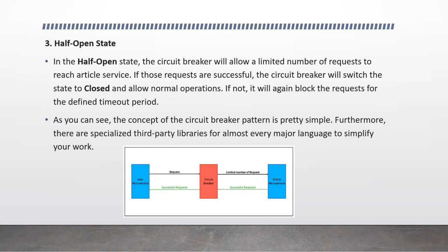So this statement you understand, right? It will try to allow some limited number of requests to the other microservice, service B, and if those requests are successful, then the circuit breaker will switch the state. Now the state will change to closed. If it is closed, your requests will process normally. Closed means your service B is working as normal. There is no issue with the service. So that is the meaning of closed.